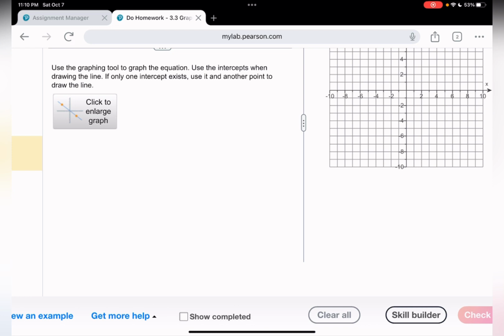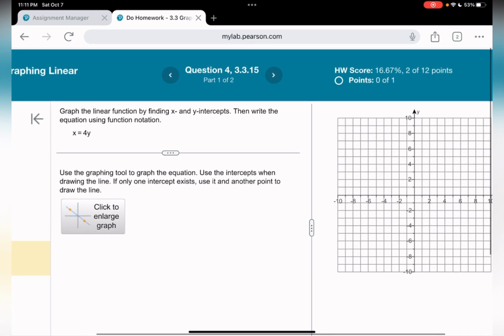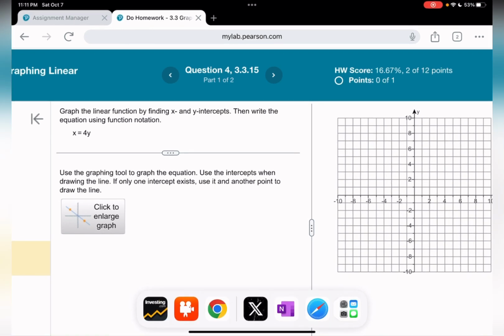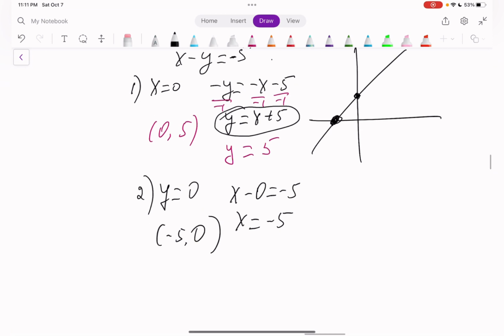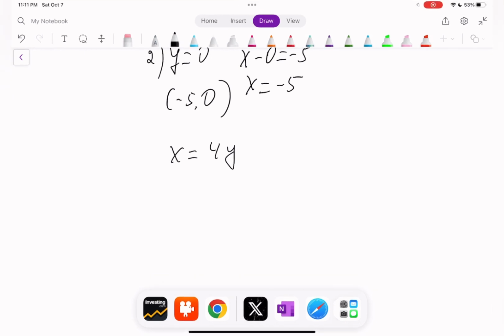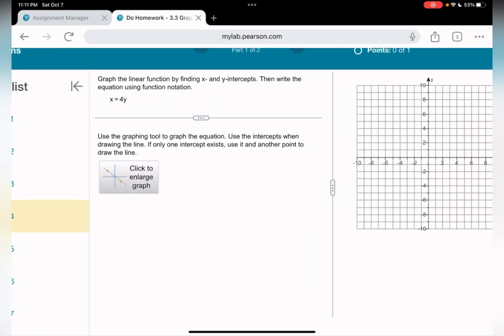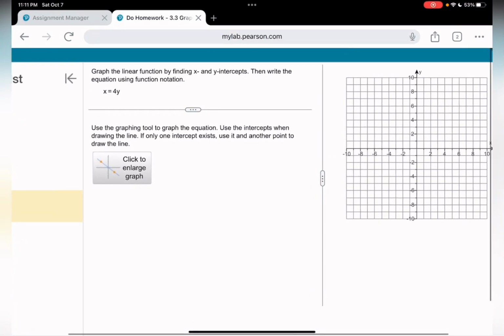Moving to question number 4. So x is equal to 4y. In this case, it's interesting. Let me show you. X is equal to 4y. Did I write it down correctly? Yes. It's asking for the x and y intercept.